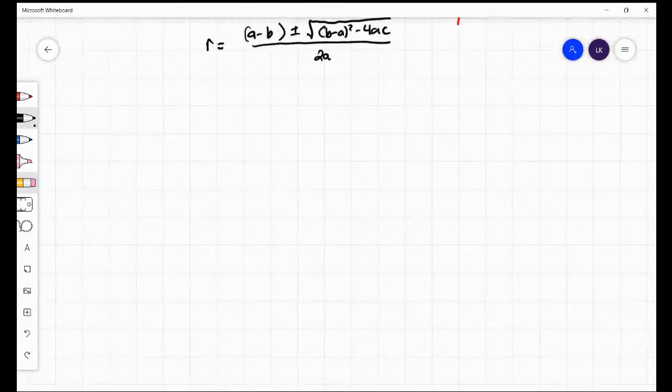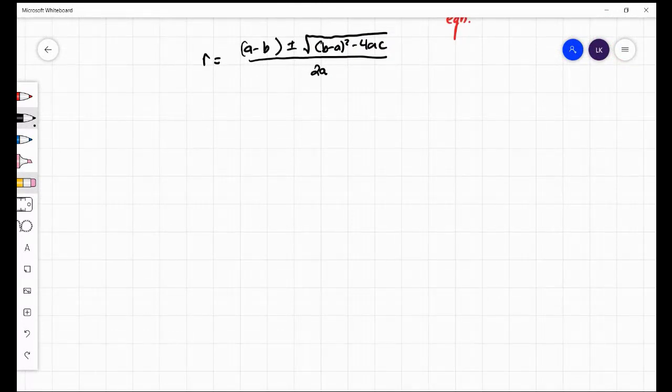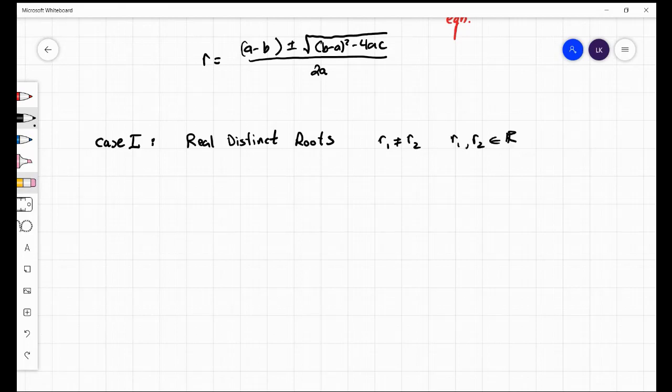So we'll do the three cases for the roots, an example of each. So case one, you have real distinct roots. And then since they're distinct, R1 is not going to be equal to R2, and these are real numbers. Okay, so then your solution to the Cauchy-Euler equation is going to be x raised to the two different roots.